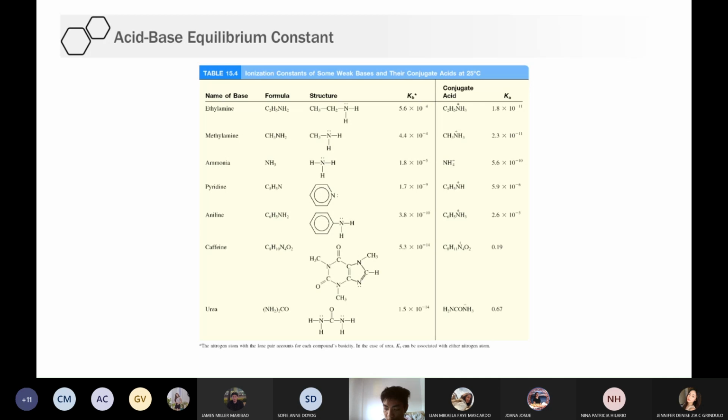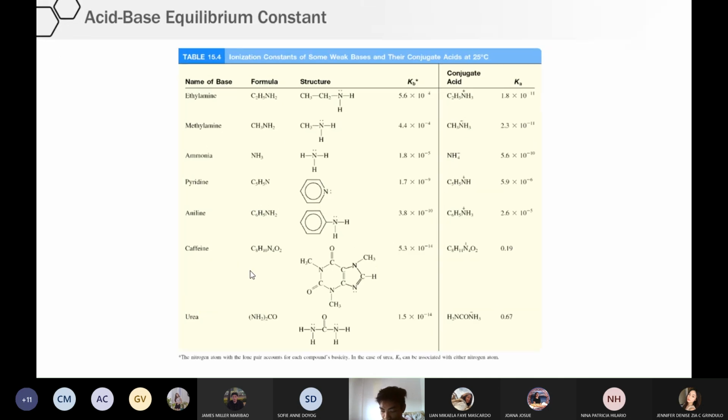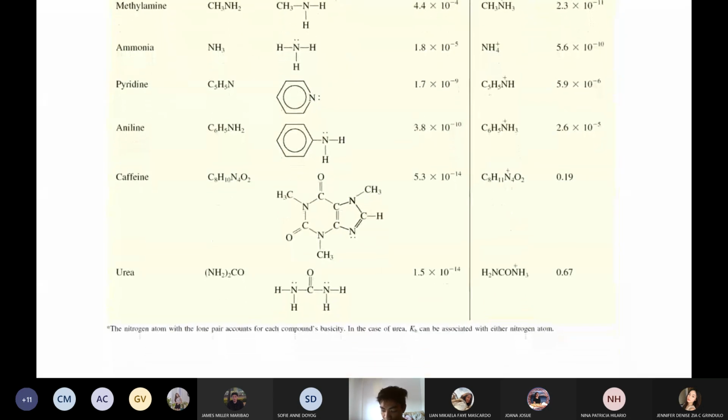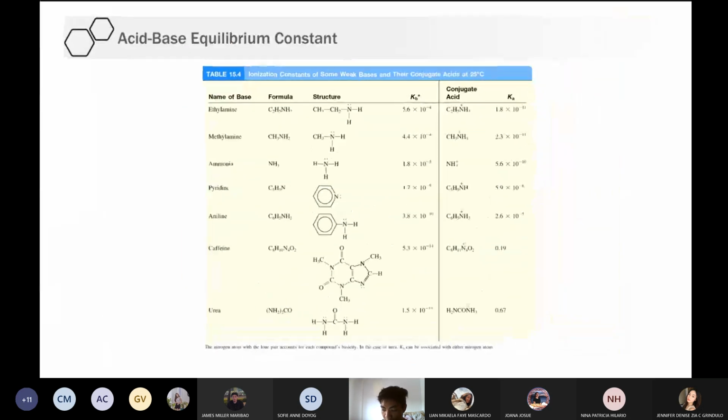And these are the corresponding Kb values for the different bases here. Wag nyo kabisaduhin yan. Tinitignan lang yan, nililista lang yan talaga.